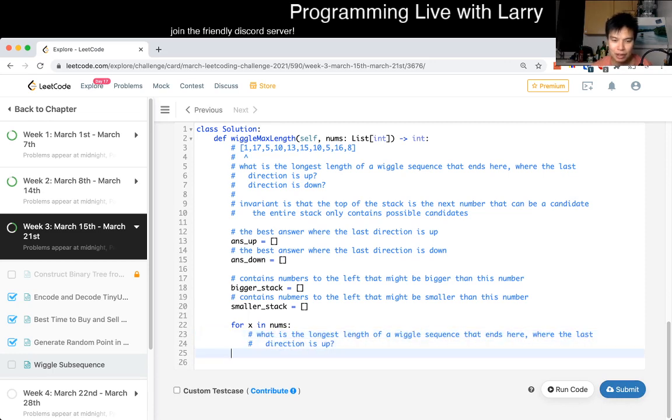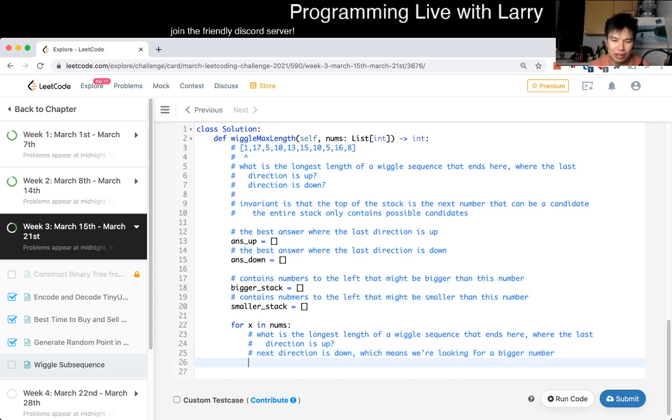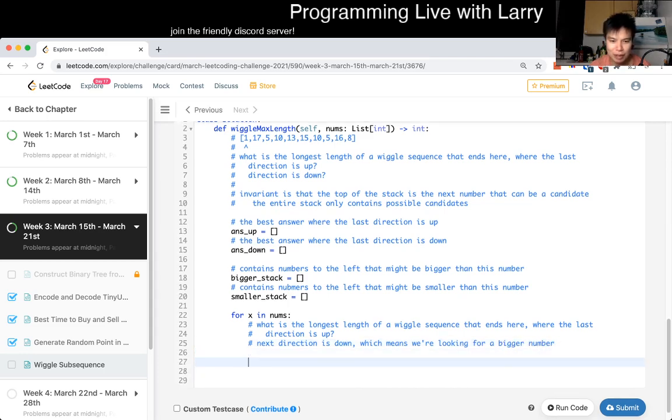So yeah, if the last number is going up, you want to go down, so that means that the previous number that you look at will be bigger, right? The next direction we're going to do is down, which means we're looking for a bigger number. So here we use the bigger stack, right?